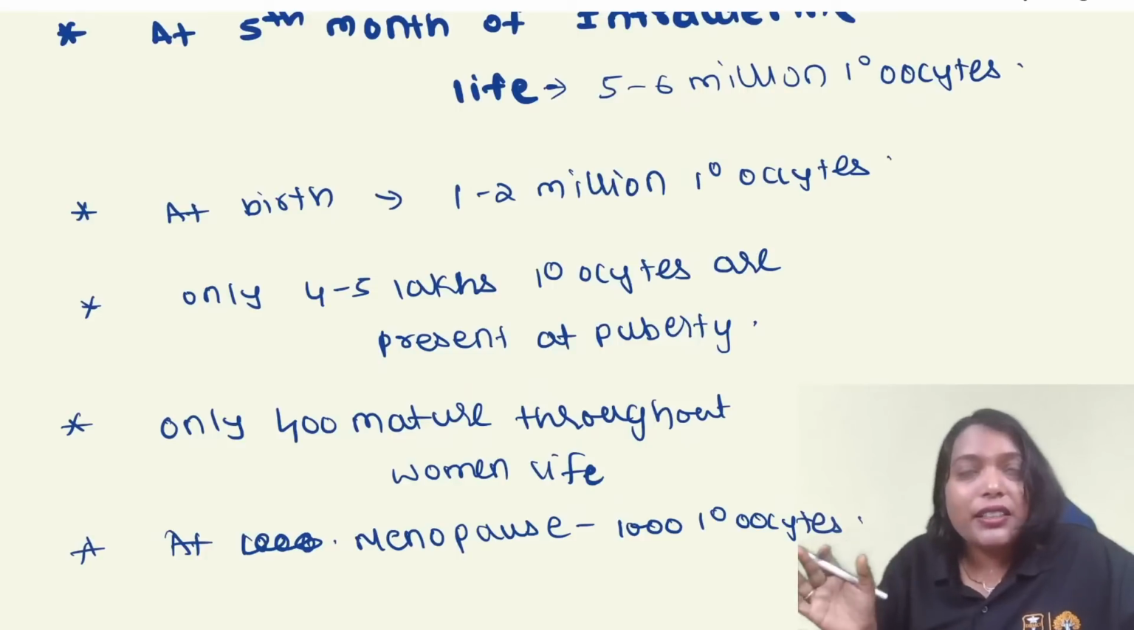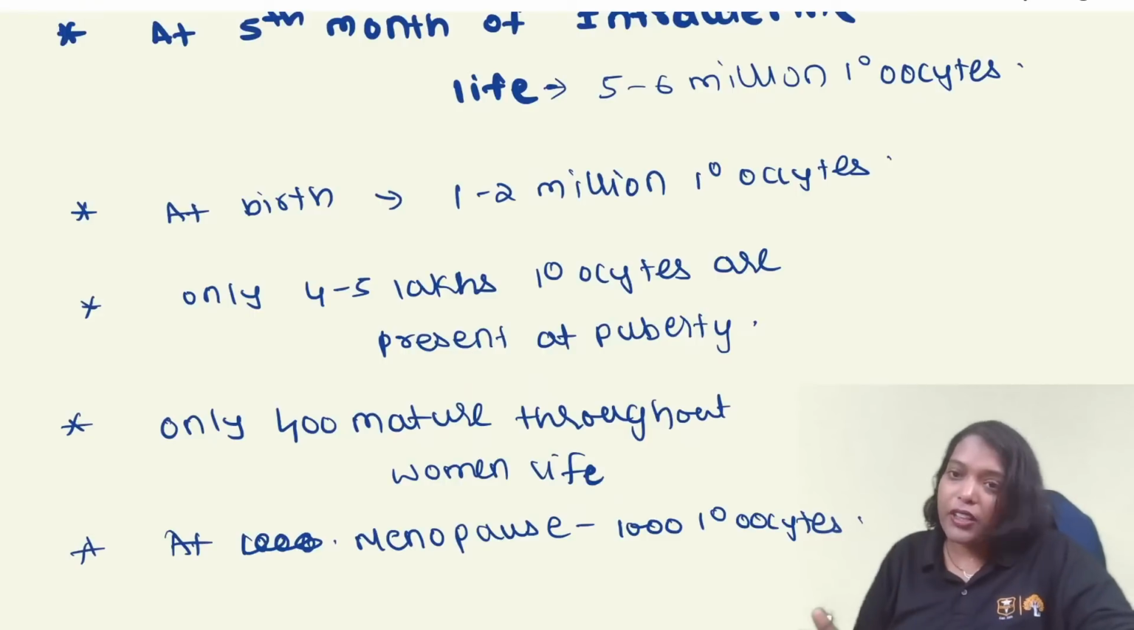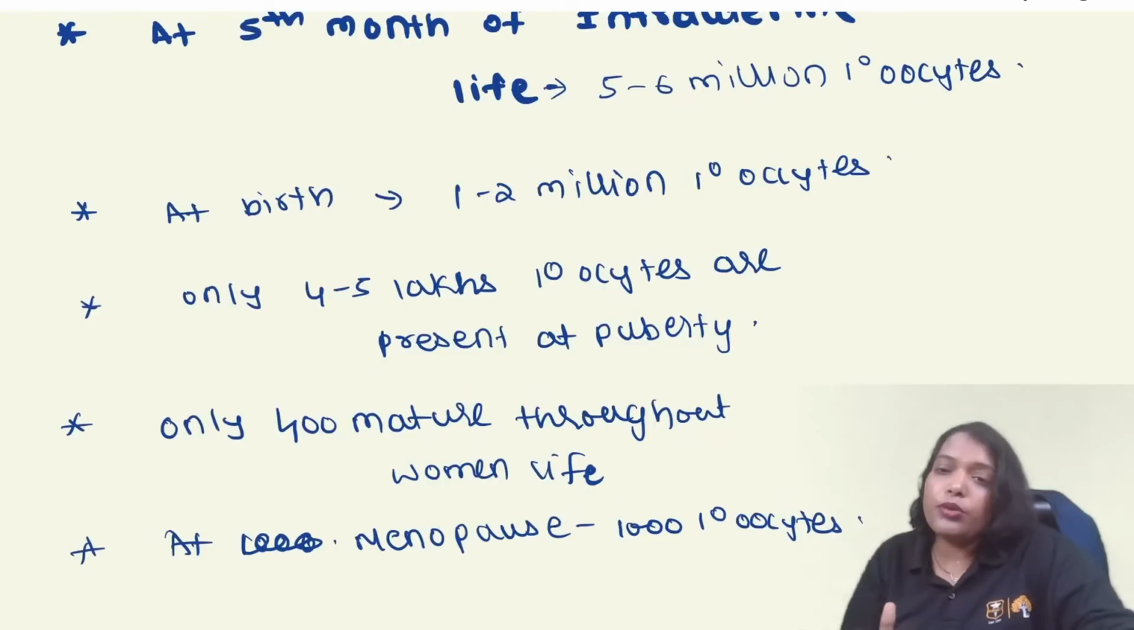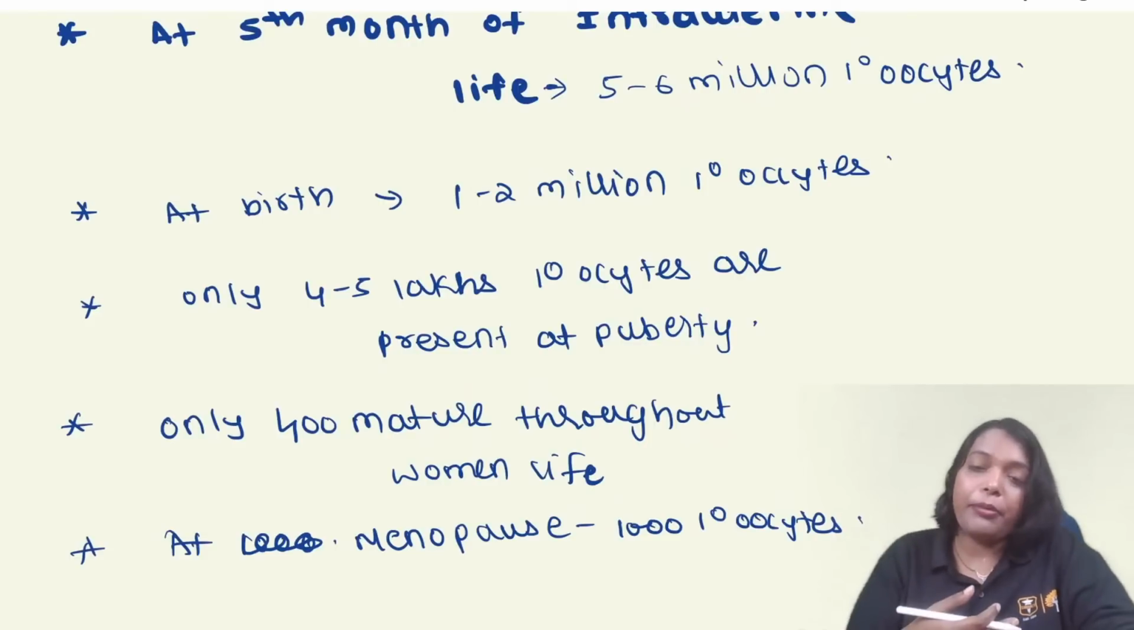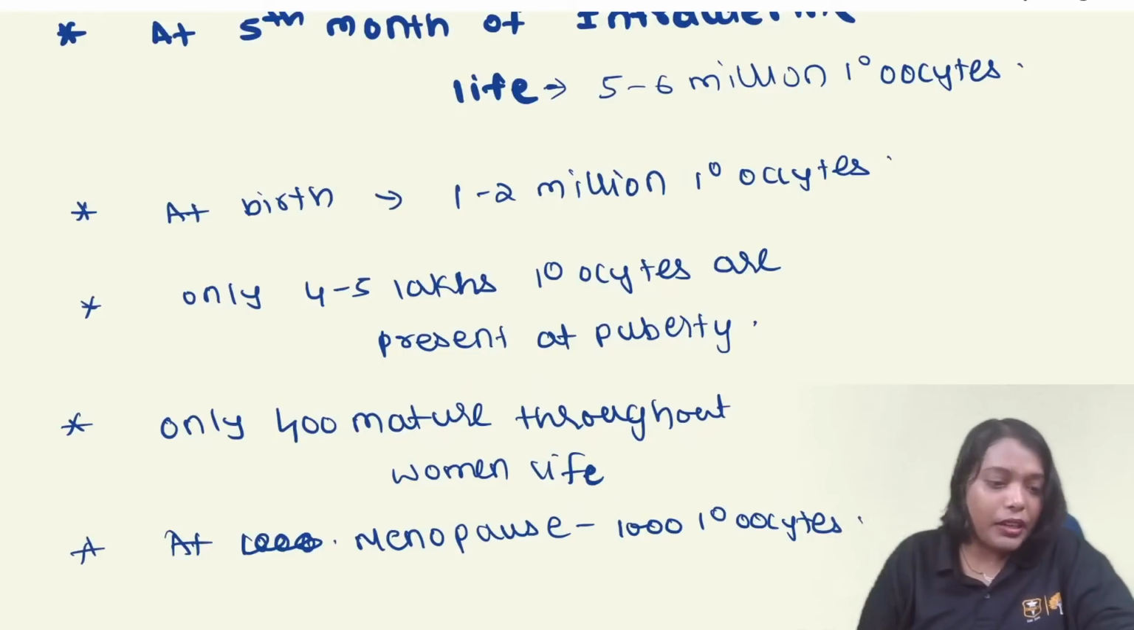So that is why there is an ideal age for a woman to get married and have kids. It's all true because we have a very limited capacity, and each cycle we use around 15 to 18 primary oocytes, in which only one will become the dominant follicle or the ovum, right?